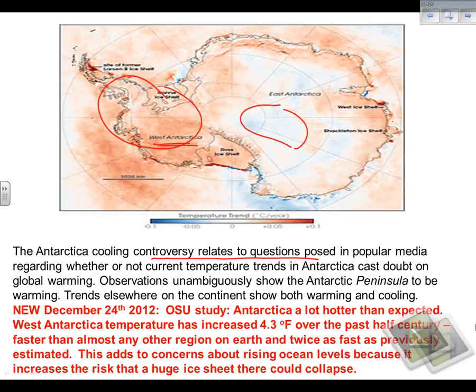This West Antarctica, that's called the peninsula part, that's gotten a lot hotter than expected even. This came out recently from OSU, thank you very much. It has increased about 4 degrees over the past half century, about twice as fast as previously estimated. And the problem is not just the temperature, but they're worried about ocean levels. Remember, this place is huge!